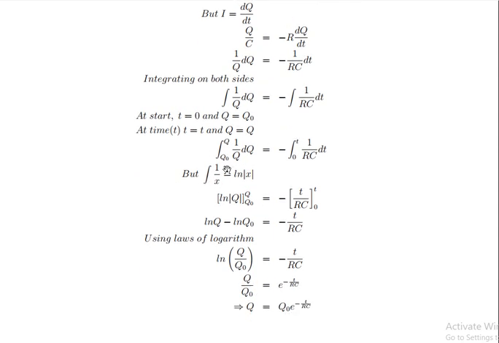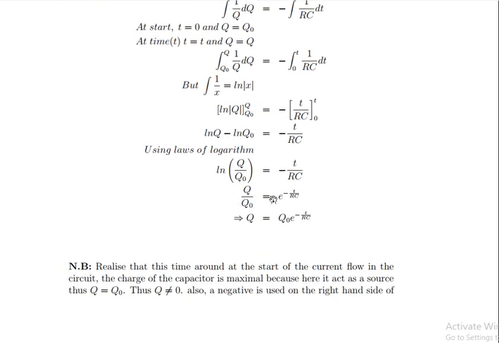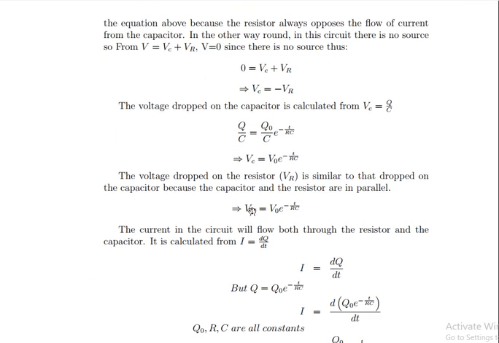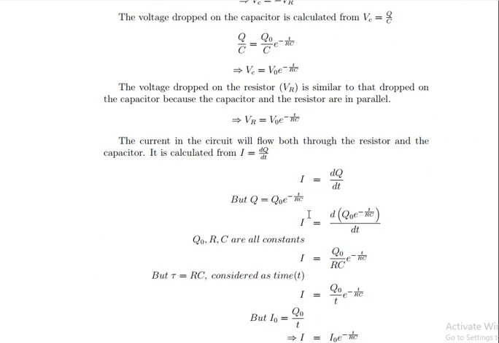But the integral of 1 over x is going to give you this, and all of it is going to make you bow down to this formula. So q is going to be q0 e raised to the power negative t over RC, and so v is going to be vC equals v0 e raised to the power negative t over RC. The v of the resistance, we said, equals negative vC, so v of resistance also equals v0 e raised to the power negative t all over RC.